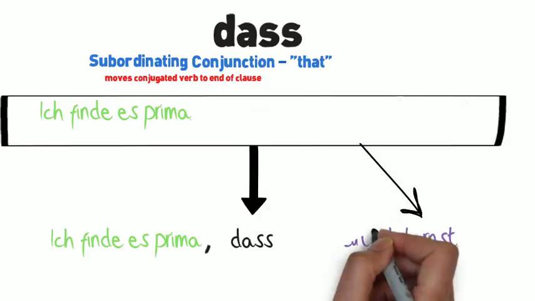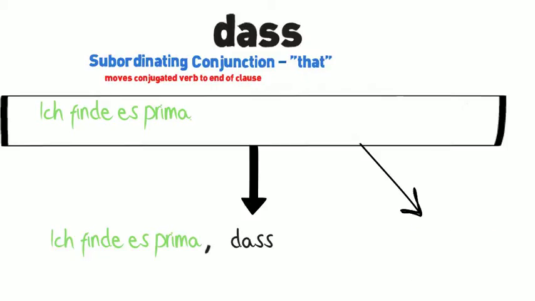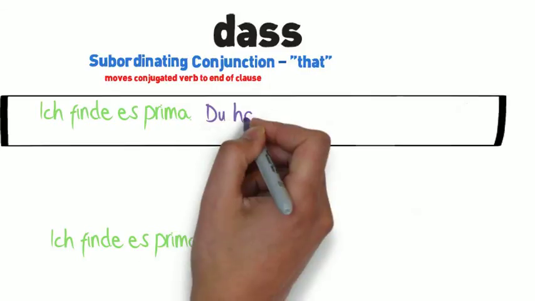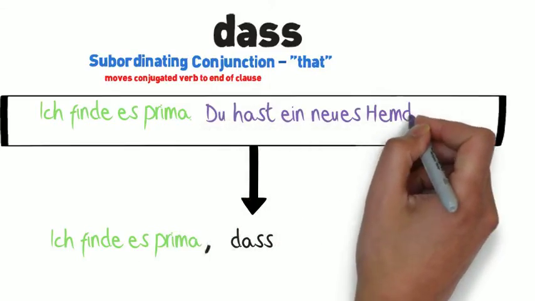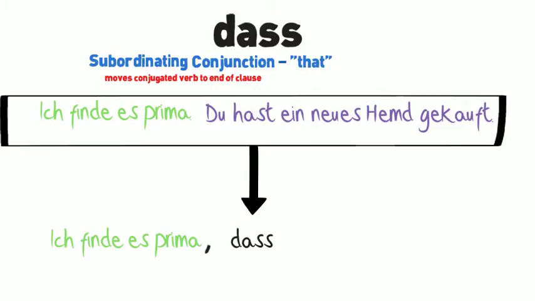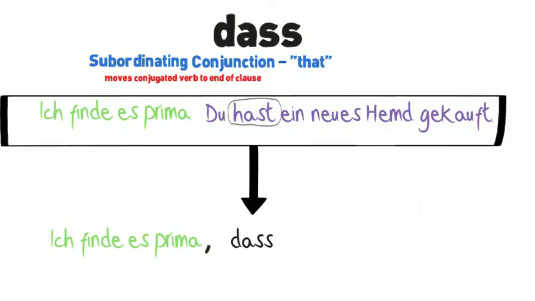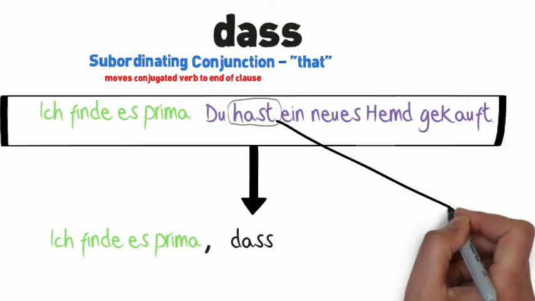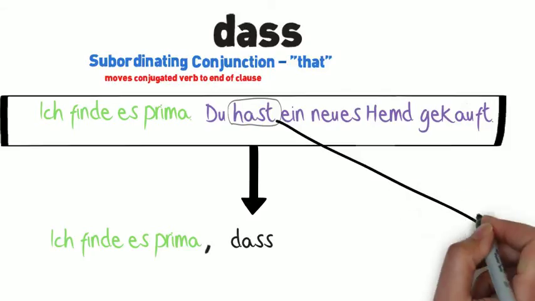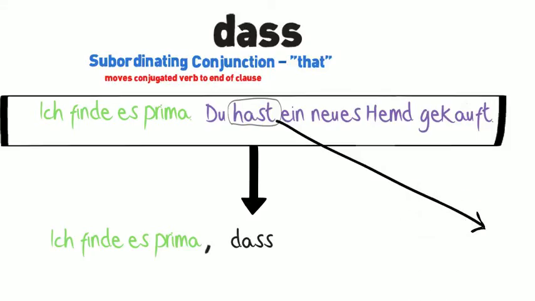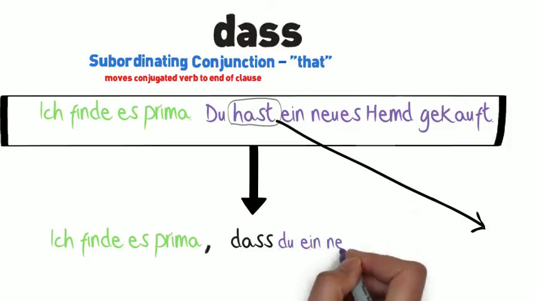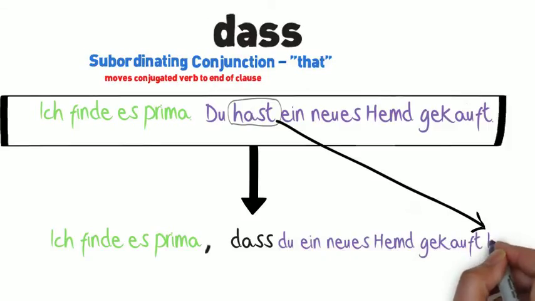Let's say we had a more complicated sentence as the second one. For instance, maybe I want to tell you, I think it's great that you bought a new shirt. As in the first example, to put these together, we need to find the conjugated verb in the second piece. Here, it's the helping verb hast, not the past participle gekauft. So once we combine these two sentences using dass, the verb hast will move to the end of its clause. We end up with Ich finde es prima, dass du ein neues Hemd gekauft hast.